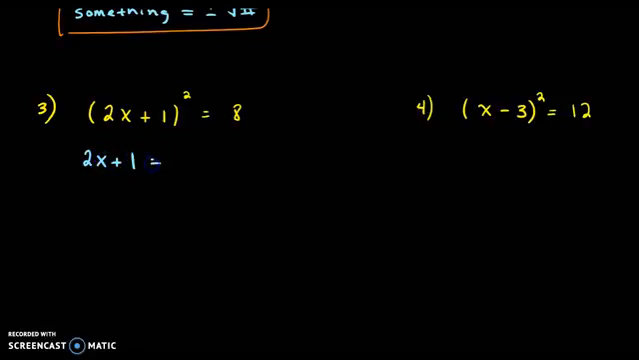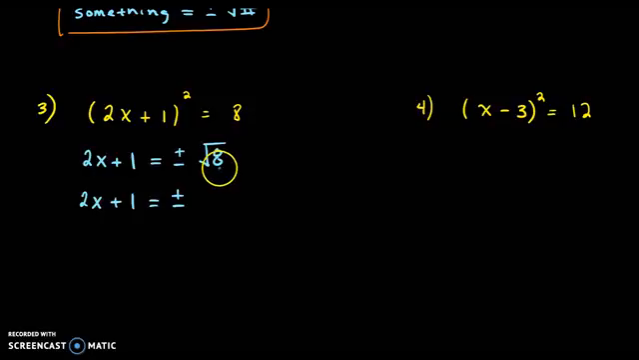So 2x plus 1 must equal positive or negative square root of 8. Now, 8 is not a perfect square, so we don't know the square root of that. But in the previous video, we saw how to simplify square roots. I'm going to go ahead and just simplify the square root of 8. If you're having trouble simplifying the square root, go back to the previous video so that you can review that. But we're going to end up with 2x plus 1 is equal to plus or minus.